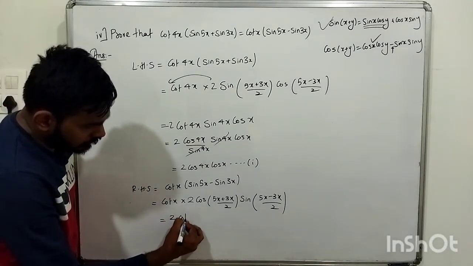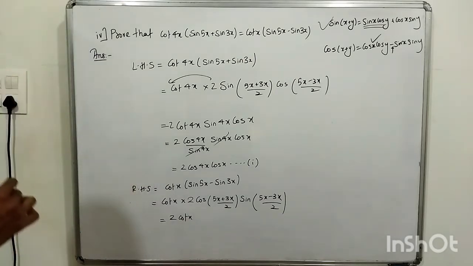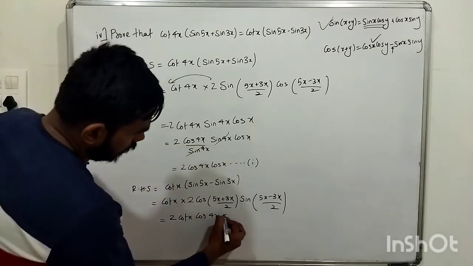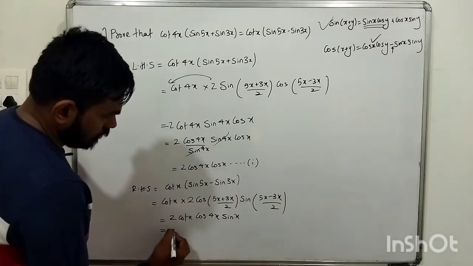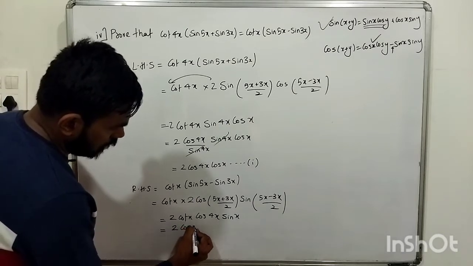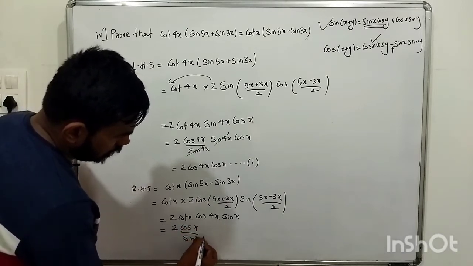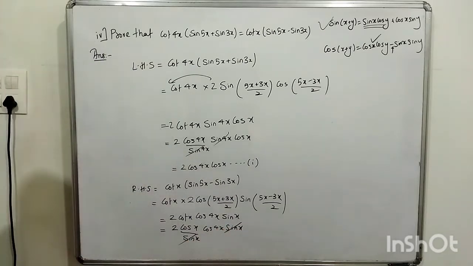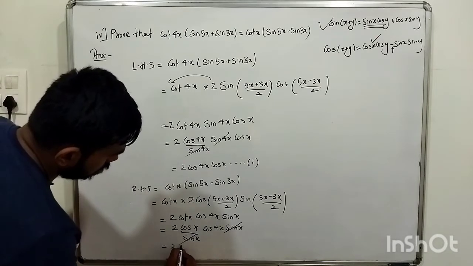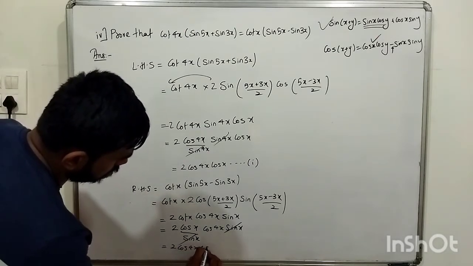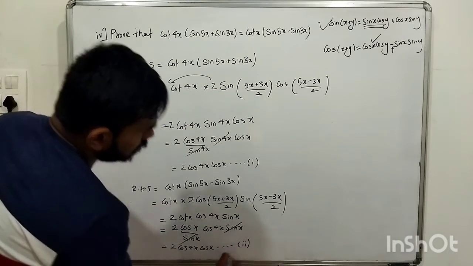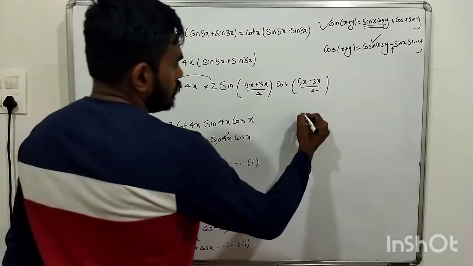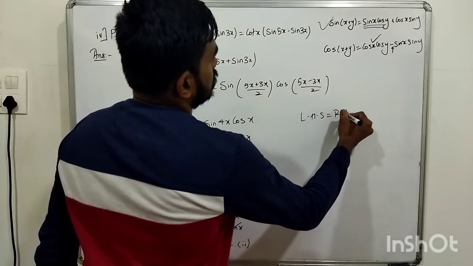The 2 I'll take this side, cot x. Now cos 4x this will be, and here it will be sin x, correct? Now again cot x is cos x upon sin x into cos 4x into sin x. This sin and this sin will get cancelled. We get 2 cos 4x cos x. Now if we see properly, this is equal to this, so LHS is equal to RHS, correct? Same answer we get. So LHS equals RHS.